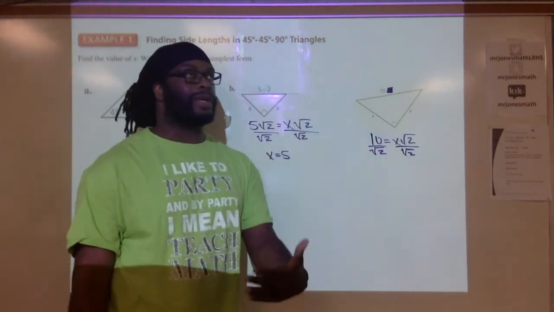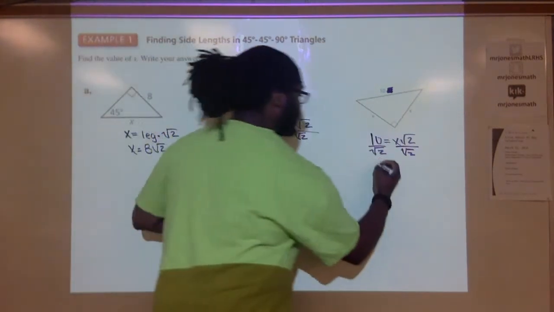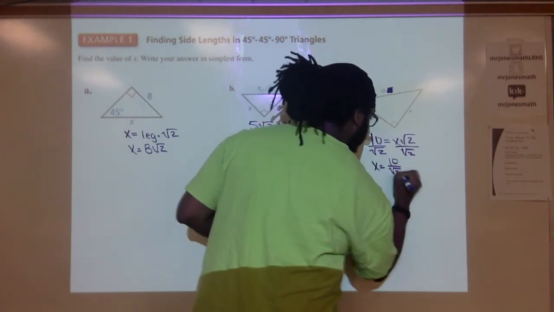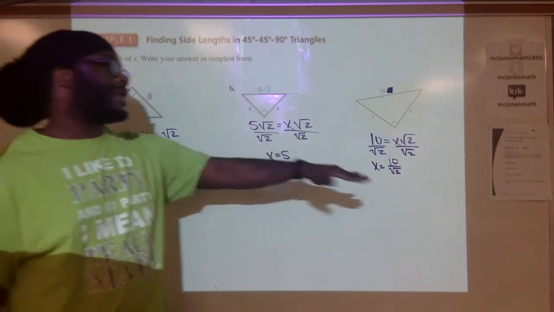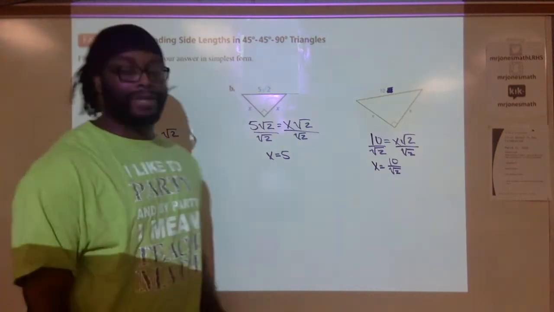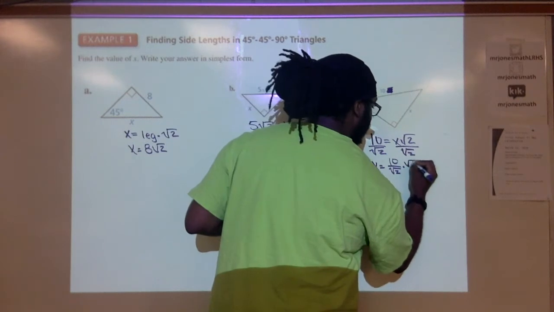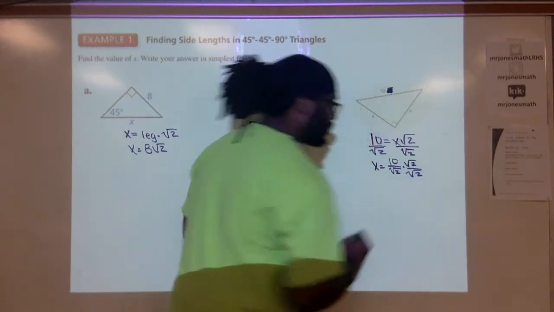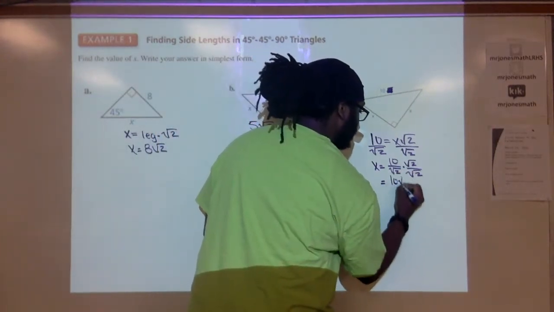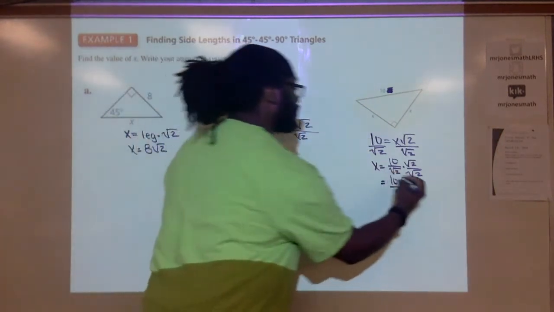So if you can remember, if you're given your hypotenuse, just divide by the square root of 2. It's easy. So x equals 10 divided by the square root of 2. Now, we should know that we can't have a radical in the denominator. So to rationalize the denominator, you multiply the top and bottom by the square root of 2. That's going to equal 10 times the square root of 2 over the square root of 4. And we know the square root of 4 is just 2.